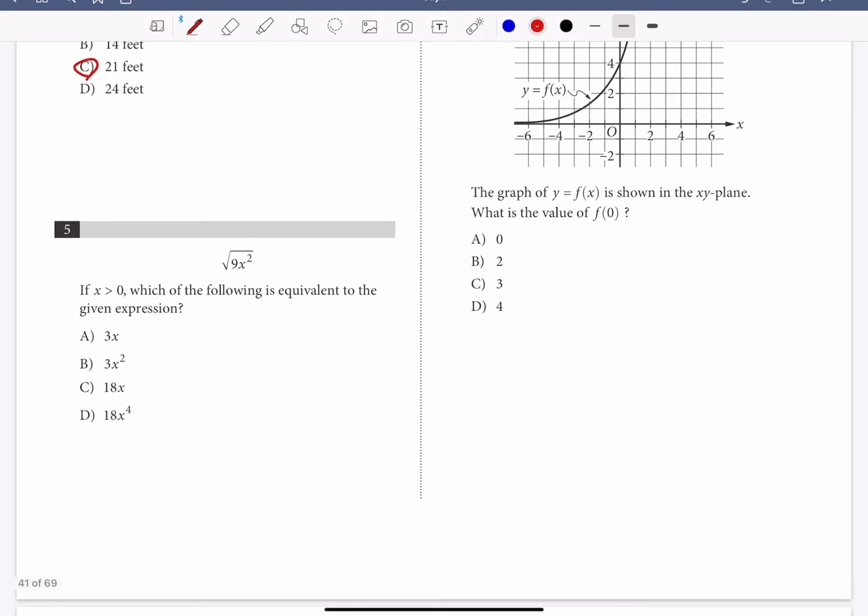Number 5. If x is positive, which of the following is equivalent to the given expression? The given expression is a square root expression, square root of 9x squared. This is equal to square root of 9 times square root of x squared. Square root of 9 is 3. Square root of x squared is either x or negative x, but because x is positive, we take positive x. So the answer is 3x. A.